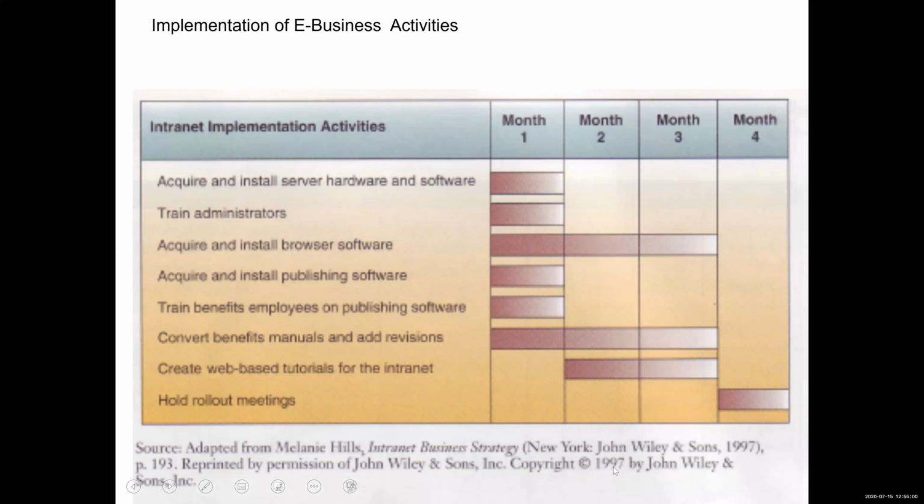So that's that. And this diagram just shows a simple implementation of an intranet. First you have the acquisition and installation of server hardware and software. You train the administrators, acquire and install browser software, acquire and install publishing software, and so forth. So this just gives you an idea of how this is done.